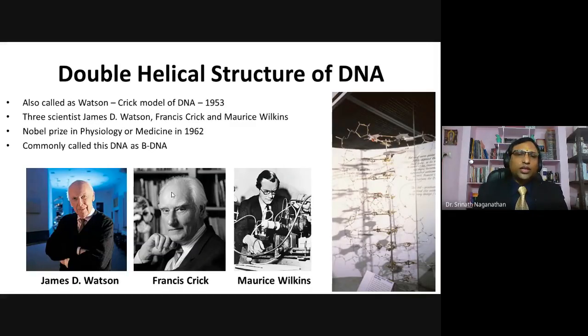Double helical structure of the DNA. Usually, we talk about the double helical structure, that is B-DNA, and it was proposed by Watson and Crick in 1953. Along with Watson and Crick, there was one more scientist: James D. Watson, Francis Crick, and Maurice Wilkins. They got the Nobel Prize in Physiology or Medicine in 1962. And this model is actually called B-DNA.